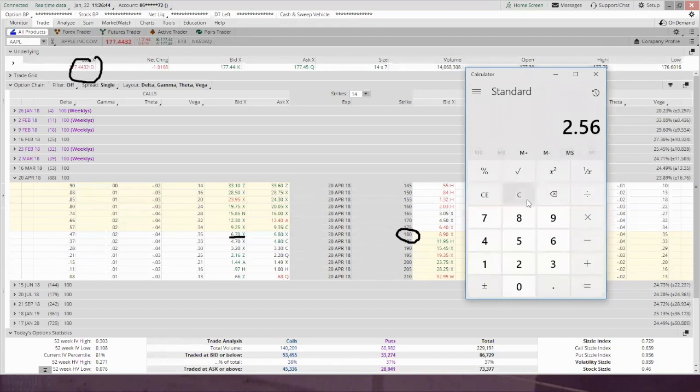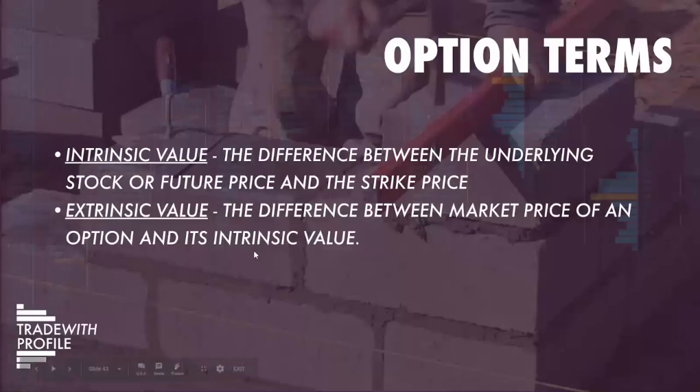So the fact that it is 6.70 says that there's close to $4 of extrinsic value. It's above and beyond that strike price. That's intrinsic value and extrinsic value.